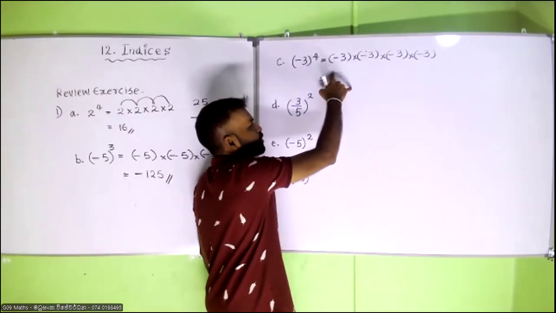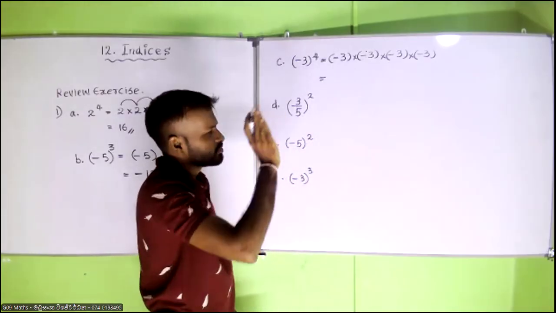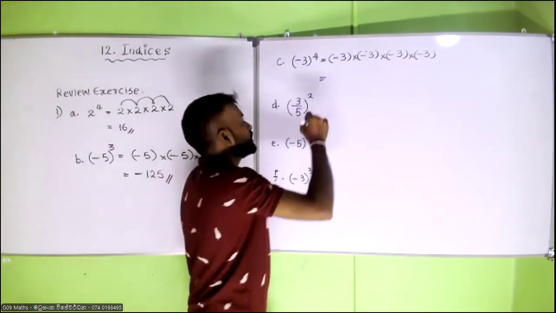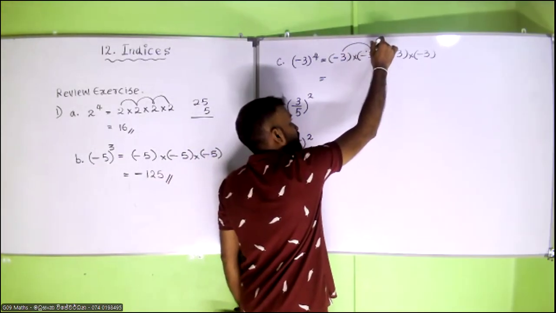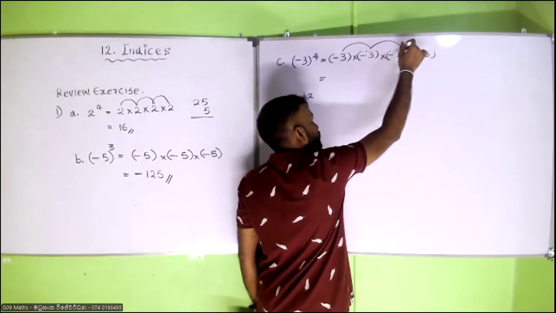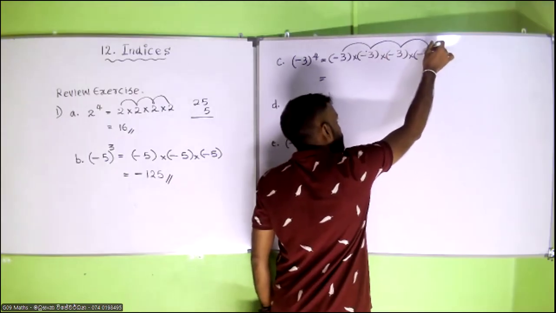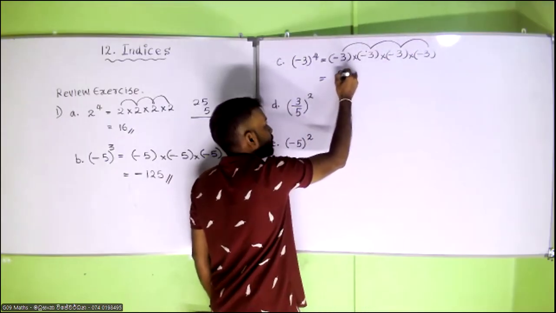So I am not going to put a positive sign here because it is already positive. Then 3 multiplied by 3, 9. 9 multiplied by 3, 27. 27 multiplied by 3, 81.